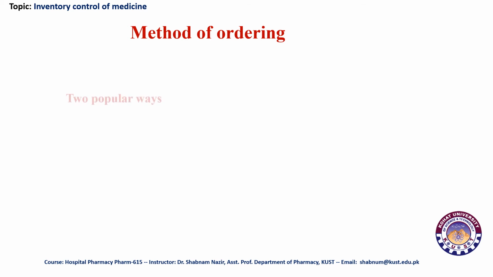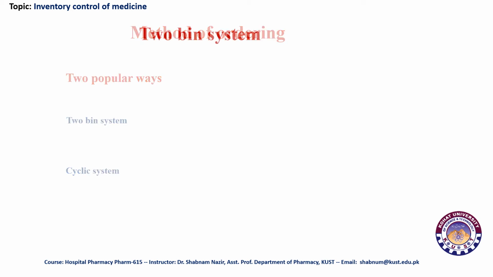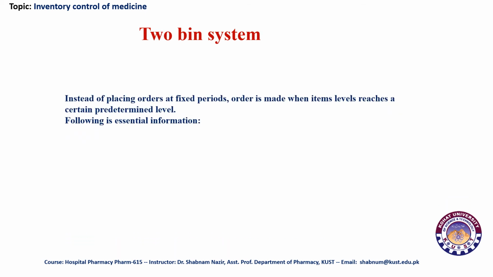There are two popular ways to order medicine. First is called the two bin system. The second one is called the cyclic system. Looking at the two bin system, what policy is adopted when it is being worked out through the two bin system? Instead of placing orders at fixed periods, an order is made when the item level reaches a certain predetermined level.